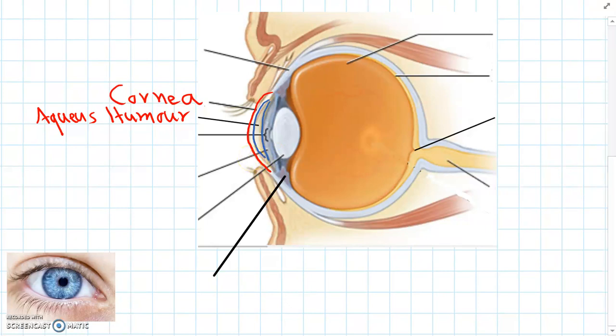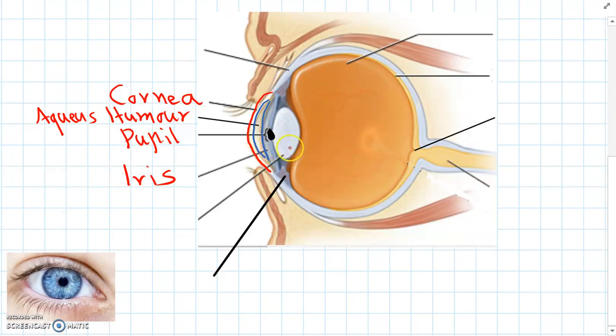Then we have the dark hole in the middle of our eye, which is called the pupil. And this is where light goes in, after it reflects from an object. And the reason that the pupil exists, that there's a hole, is because there's a donut-shaped structure around it with a hole in the middle, and that's called the iris.